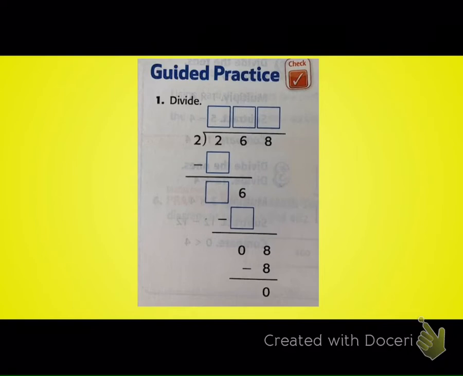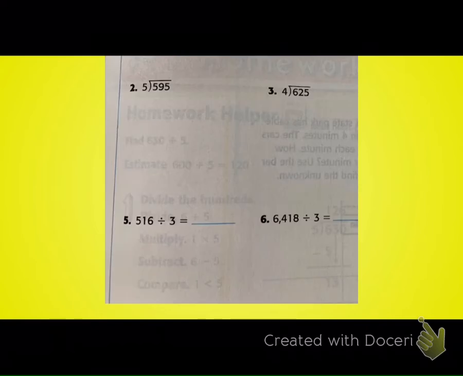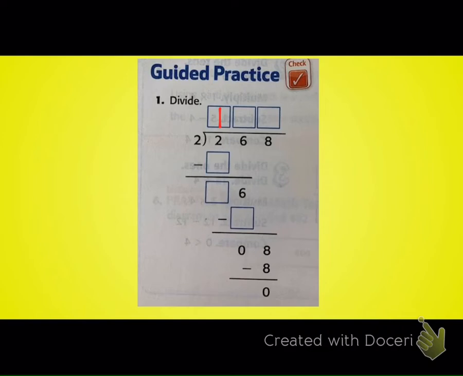All right, so let's go through and solve this problem. So 2 divided by 2, that is 1. And we multiply. 2 times 1, that is 2. We subtract. 2 minus 2 is 0. Bring down the next number, 6. We divide. 6 divided by 2, that's 3. We multiply. 3 times 2 is 6.